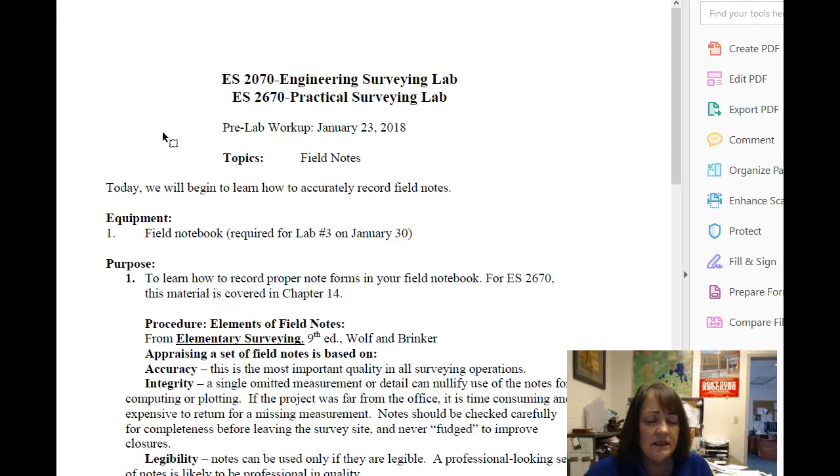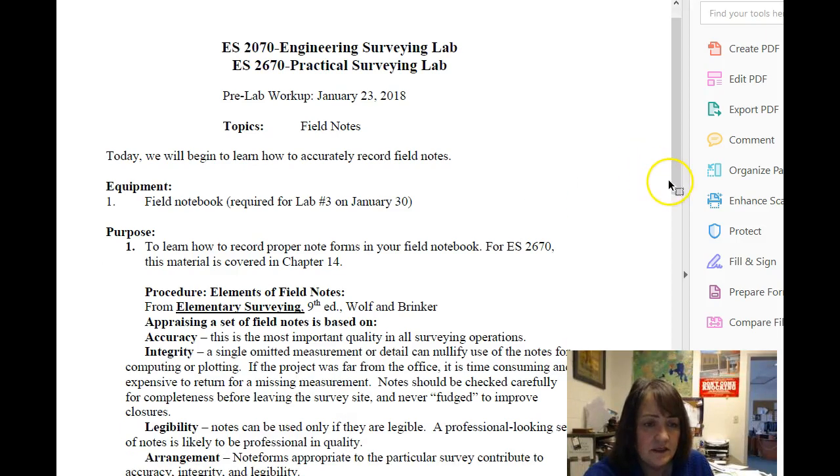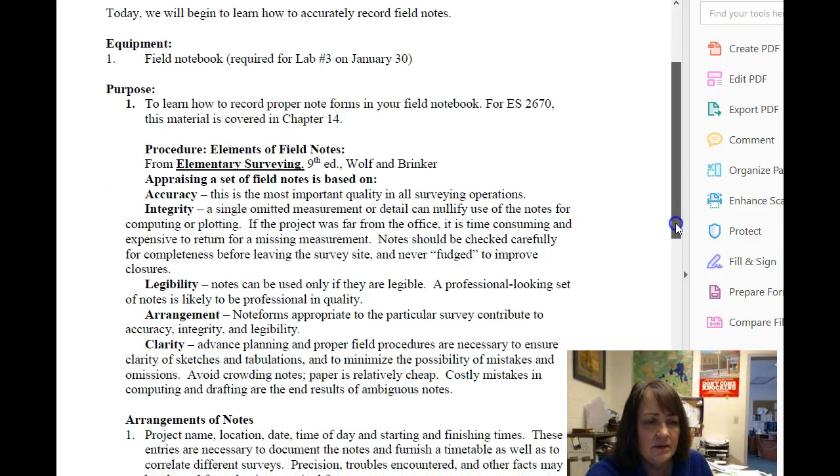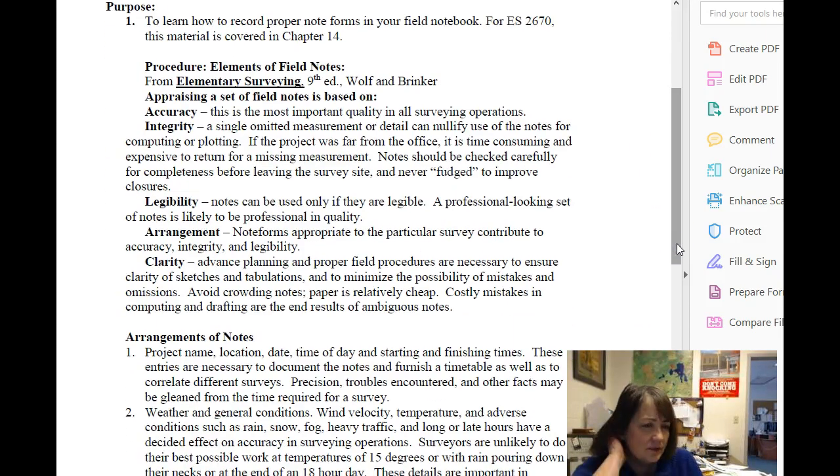So basically, as I had said earlier, this is going to be the lecture for 125, which is Thursday for both classes. And it's a general idea of how to think about taking surveying notes or field notes. So this is a little blurb that I took from the engineering surveying textbook, and it talks about the 5 characteristics of good field notes. And you can see that we aim for accuracy, integrity, legibility, arrangement, and clarity.